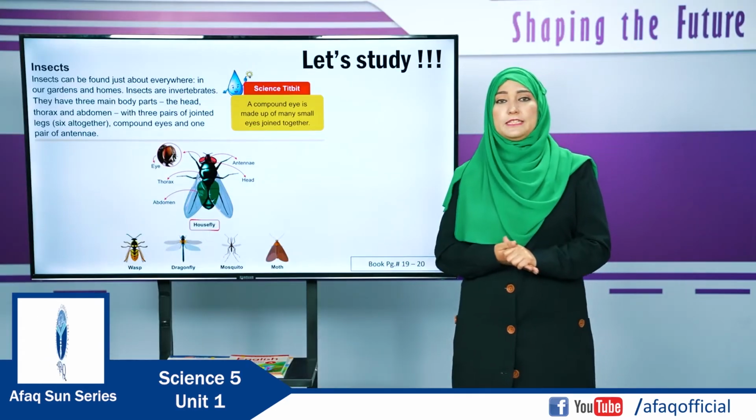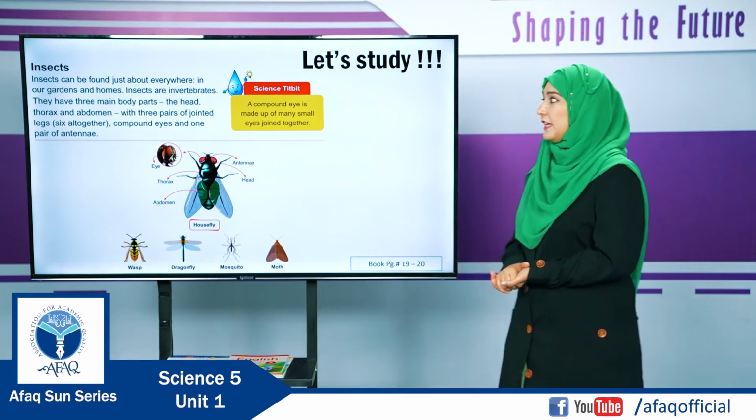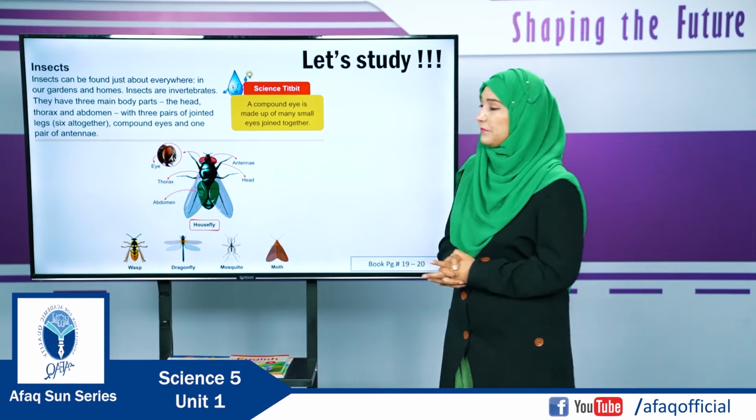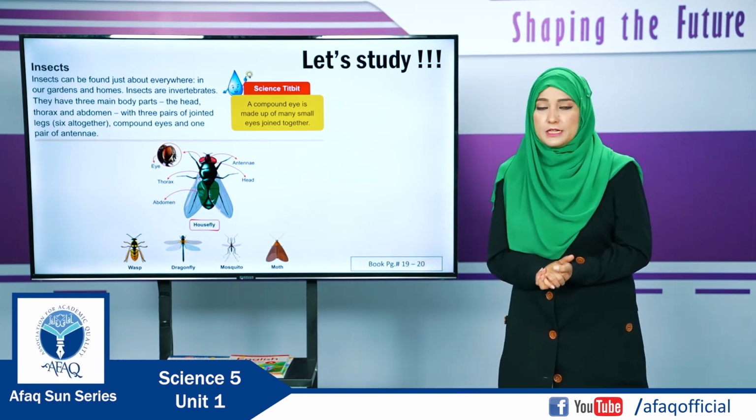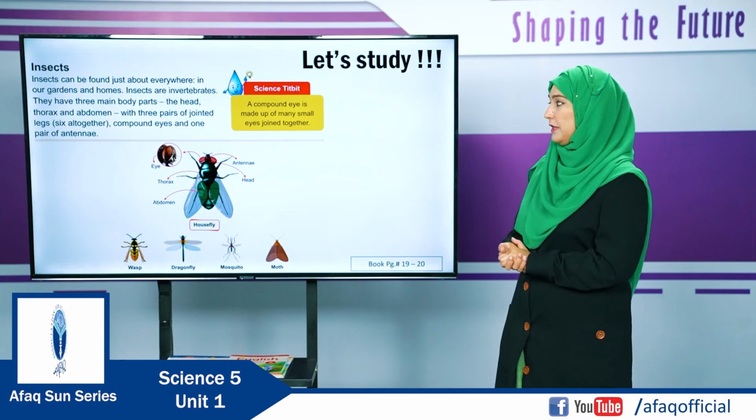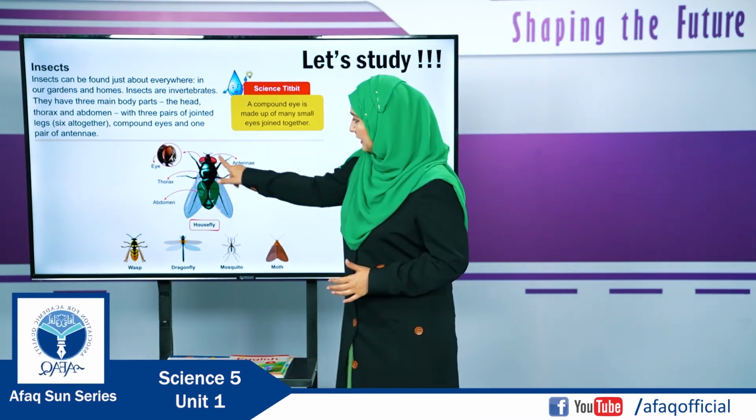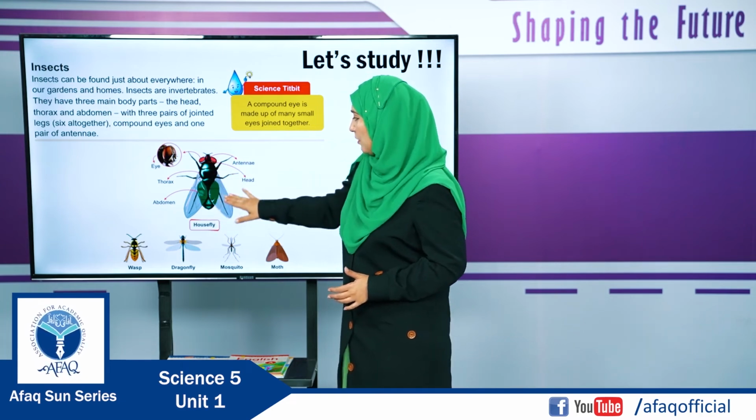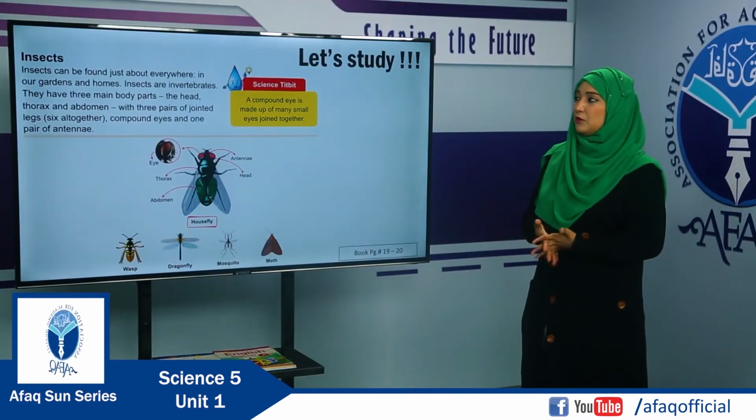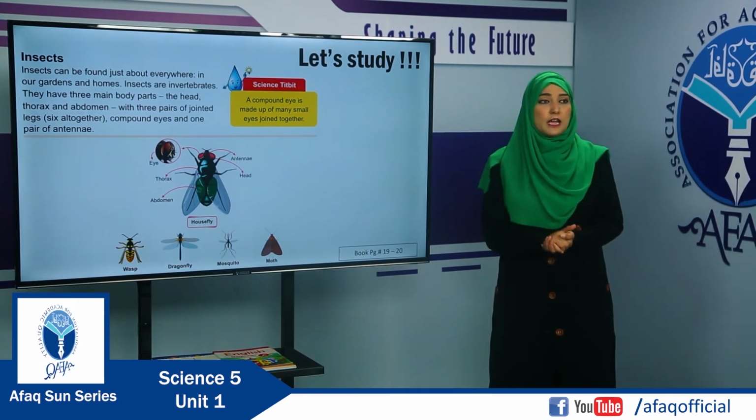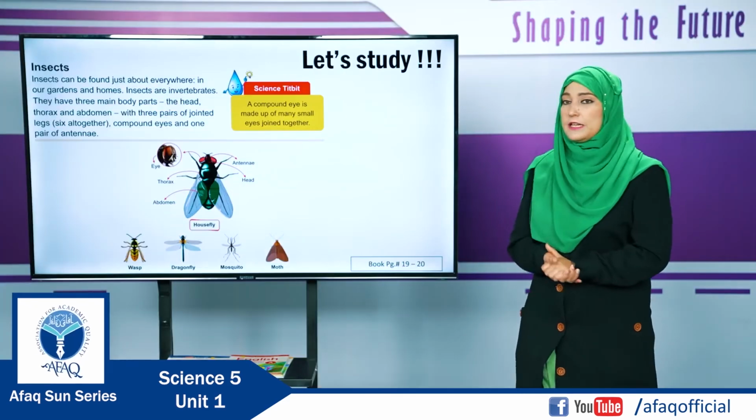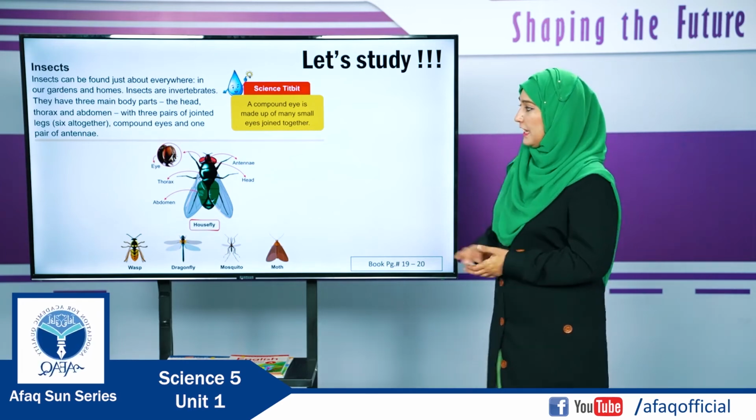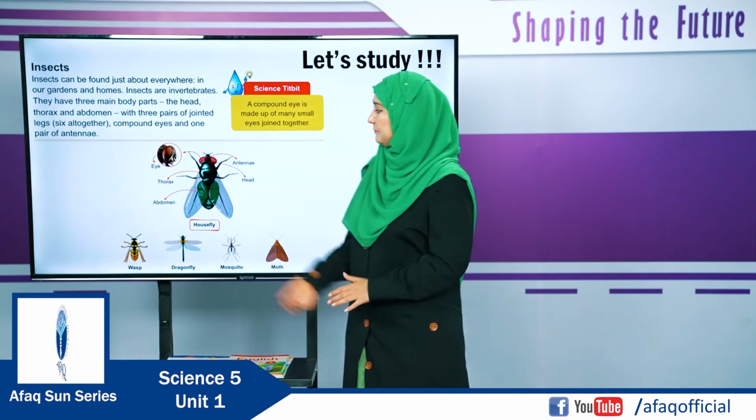Now students, we will see what are insects. Insects are crawling animals. Insects are invertebrates. They have 3 main body parts: head, thorax and abdomen. If you look at this picture, this portion is head, this is thorax and this is abdomen. Each insect has compound eyes. Do you know what compound eye is? A compound eye is made up of many small eyes that are joined together. They have a pair of antennae.